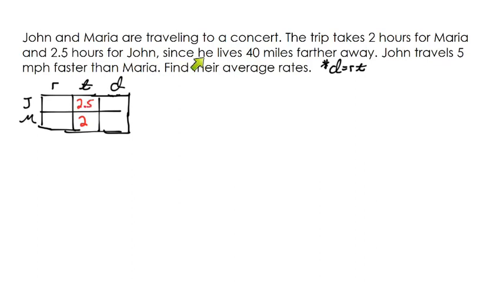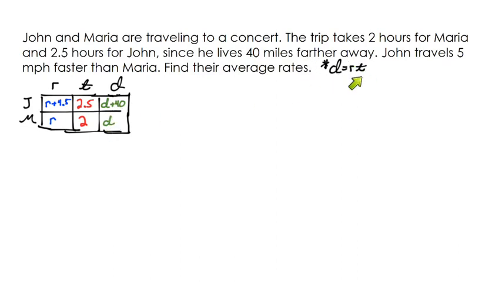It also says since he lives 40 miles farther away. That's describing John's distance. If we describe Maria's distance with just a d, then John's distance would be d plus 40. It then tells us that John travels 5 miles per hour faster than Maria. If we define Maria's rate as r, then John's would be r plus 4.5. From what's in the problem, even if I don't know the exact values, I've written expressions for the rates, the times, and the distances for both.